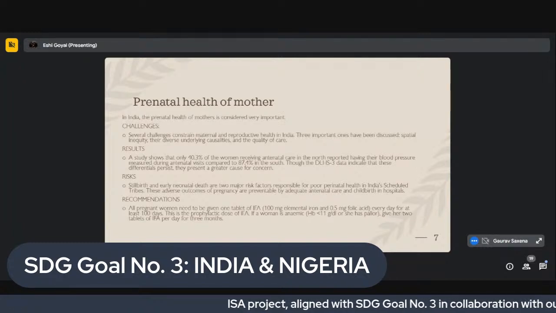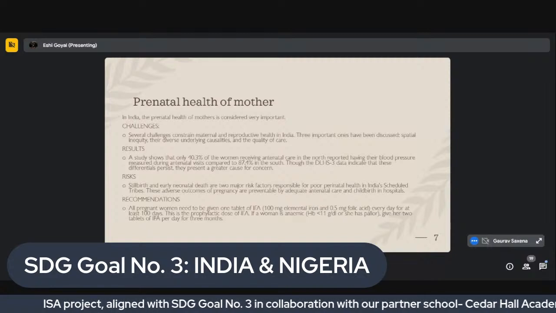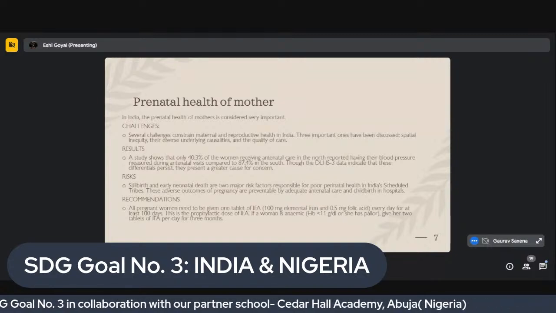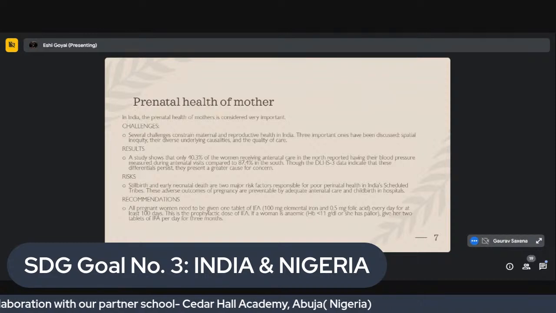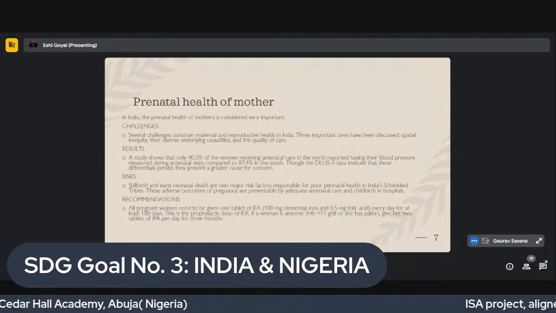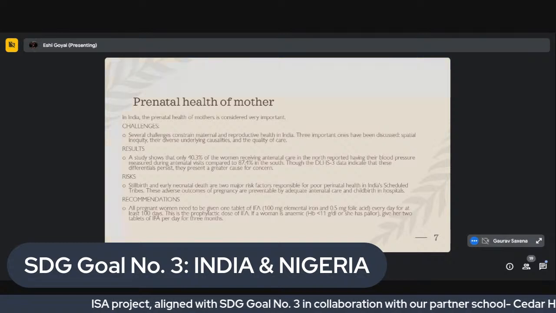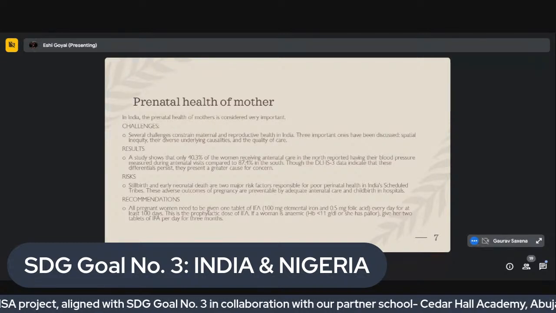Results. A study shows that only 40.3% of the women receiving antenatal care in the North reported having their blood pressure measured during antenatal visits compared to 87.4% in the South. Though DLHS3 data indicate that these differentials persist, they present a greater cause for concern.